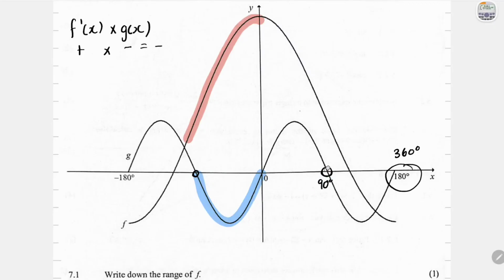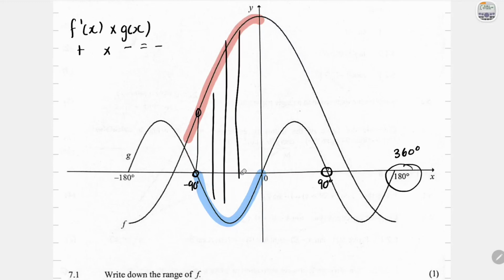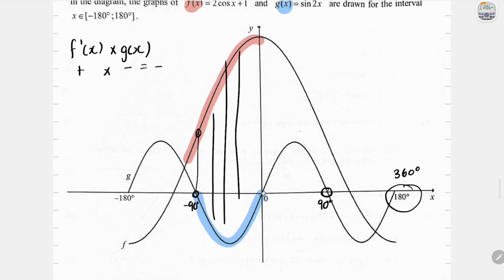So it goes from 0 to 90. So 0 to negative 90 degrees. So that's negative 90 degrees. We know where this starts happening at negative 90 degrees. And then all through here. So it works out all through here for all of these x values until 0 degrees.